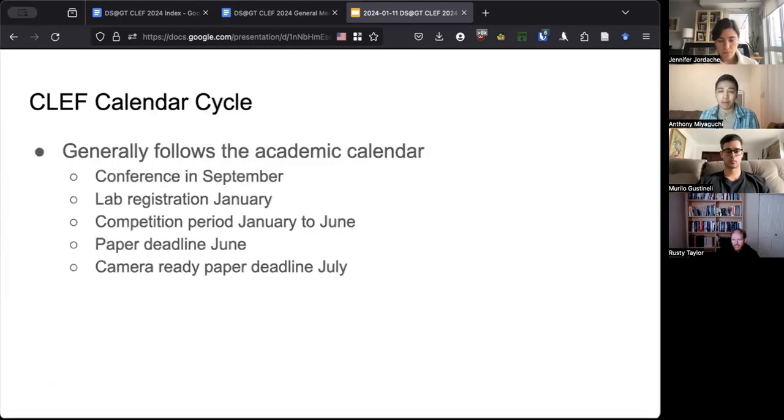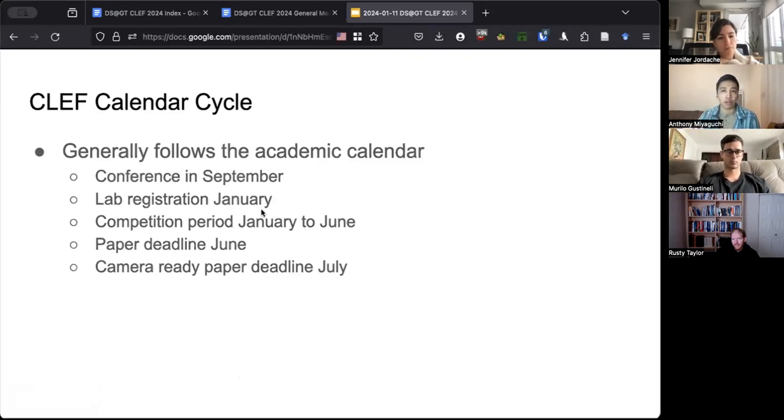So those are all the labs that are part of the CLEF conference, and the CLEF conference runs on an academic cycle, or a yearly cycle at least, that generally follows the academic calendar. So there is the conference that happens every year in September. Last year it was in Greece. The year before it was in Italy. This coming year it's going to be in France, and that happens in September.